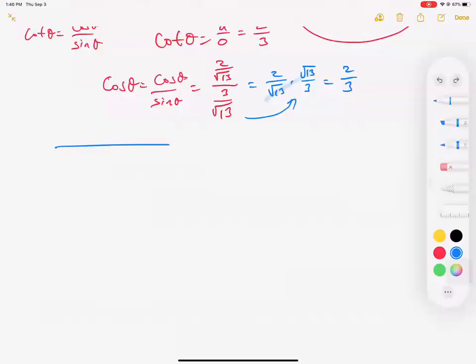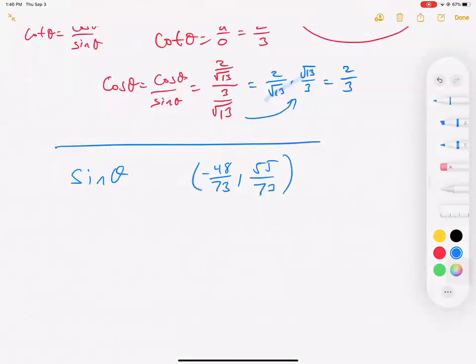All right, let's do another problem. Let's see, what is the sine of theta when we have the angle negative 48 over 73 and 55 over 73. Okay, in what quadrant would x be negative and y be positive? I'm seeing quadrant 2. See, this is your x and y value. Your x is negative and your y is positive.